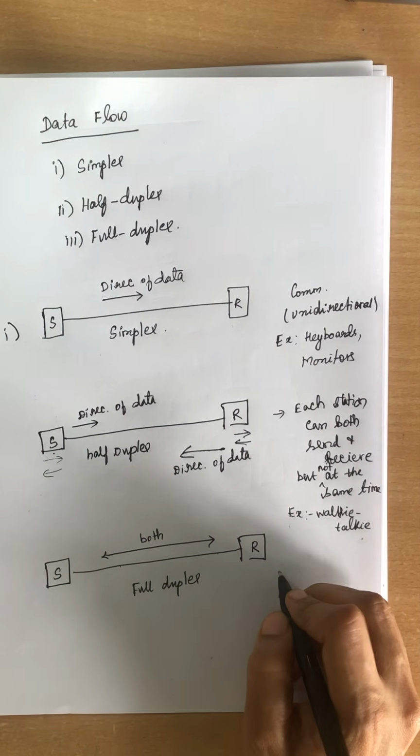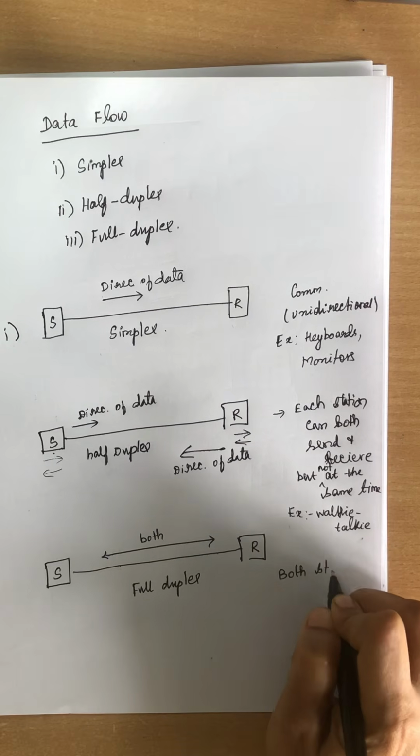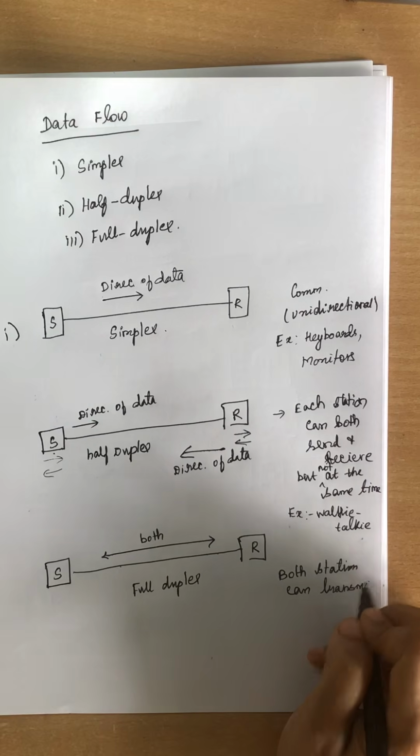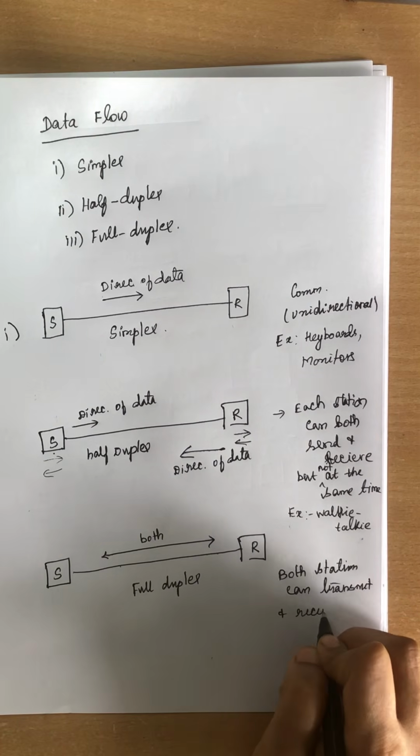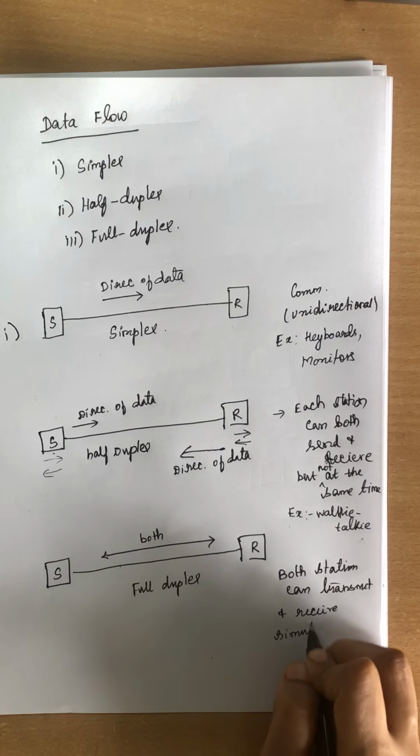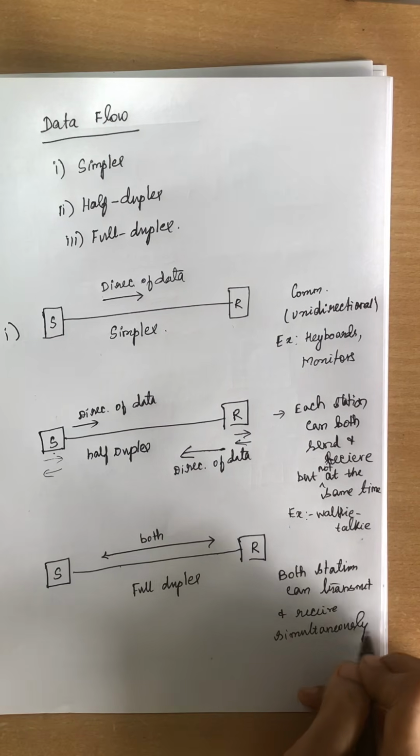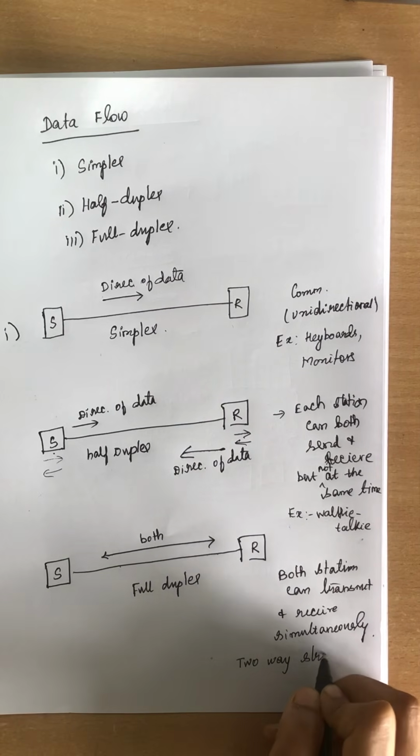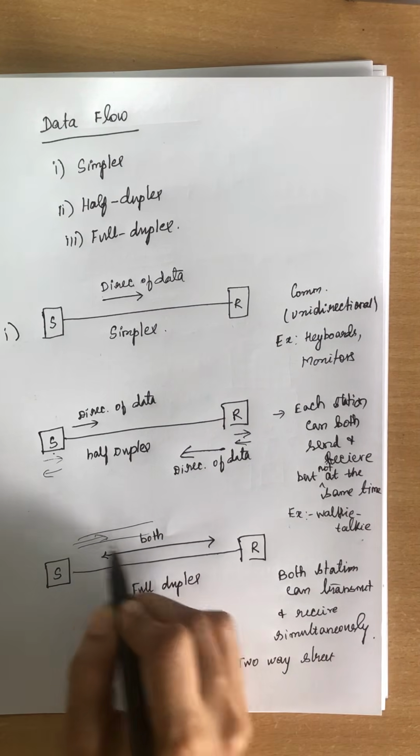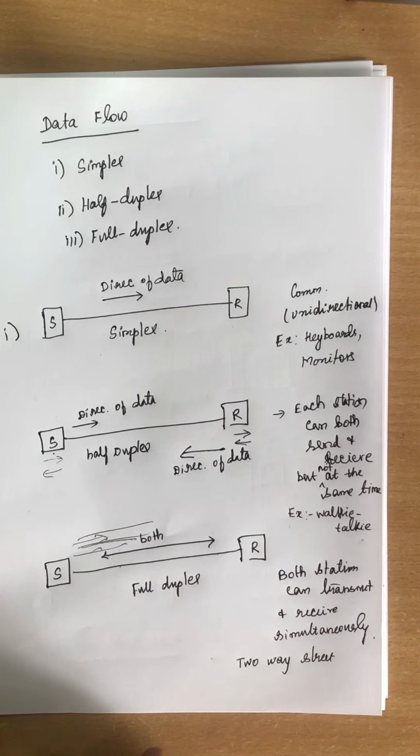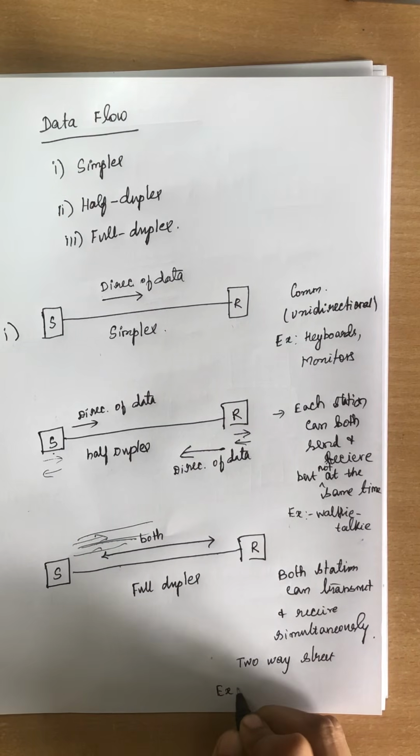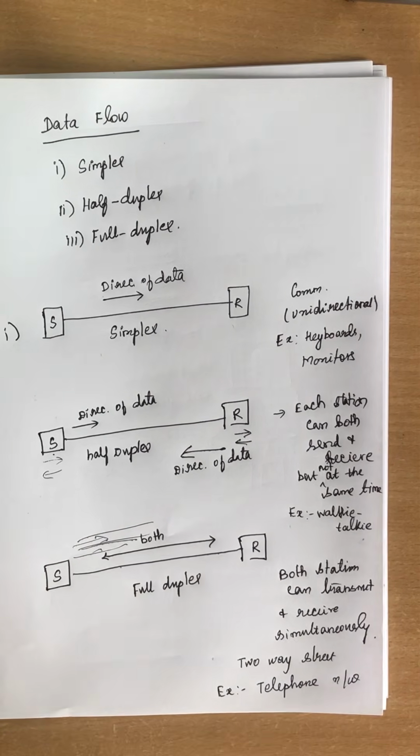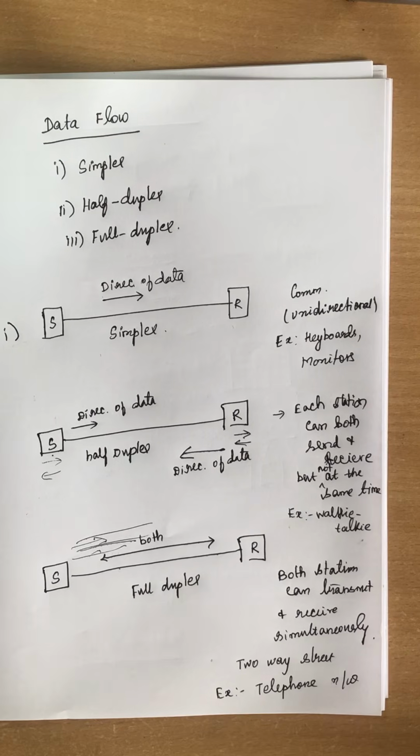And what is full duplex? Full duplex is where both the stations can transmit and receive simultaneously. Okay, so it is like a two-way street, where both sending and receiving are possible. The best example for full duplex is the telephone network. In a telephone network, you can send the information and you can also receive the information.